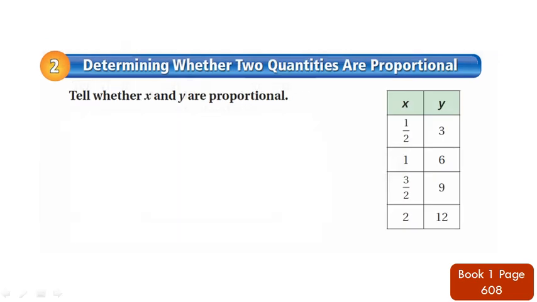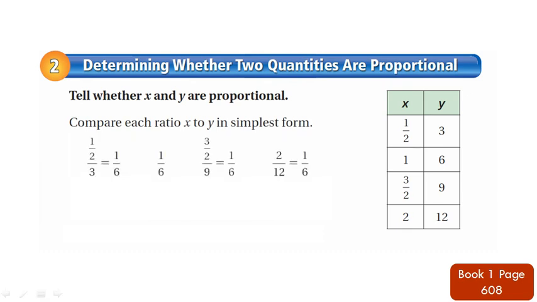Determine whether two quantities are proportional. It wants you to tell whether x and y are proportional. Compare each ratio x to y in simplest form. We have to go back to the previous lesson when we discussed complex fractions, a fraction with another fraction. So we'll be comparing 1/2 to 3 and 1 to 6. Are these proportional? Also, we'll be comparing 3/2 to 9 and comparing it to 1/6. And finally, we're comparing 2/12 to 1/6.